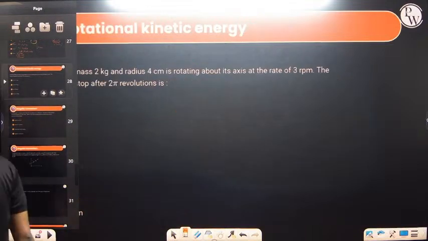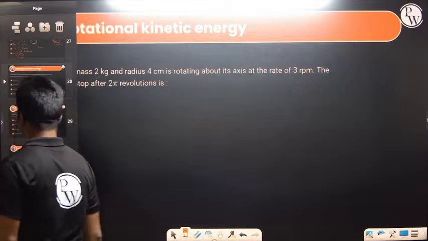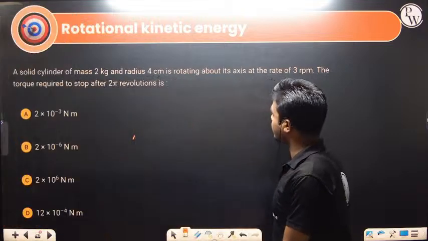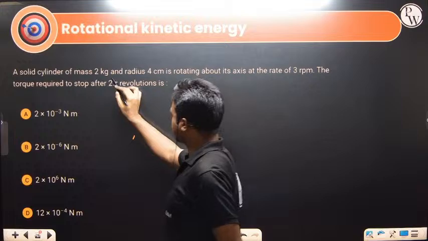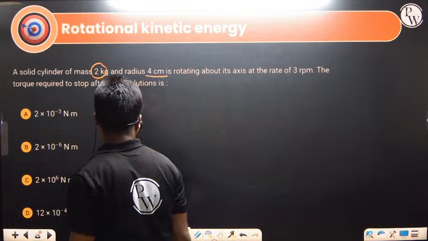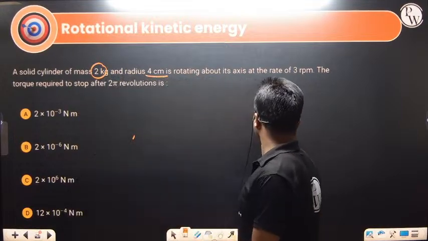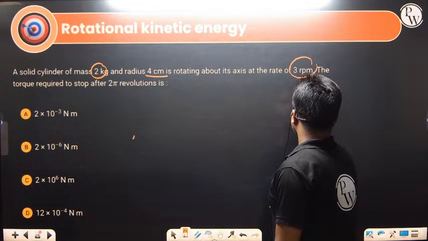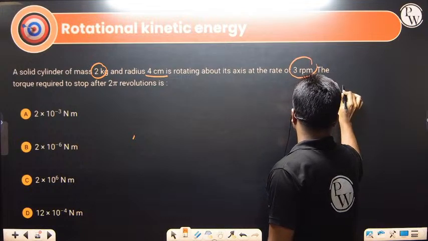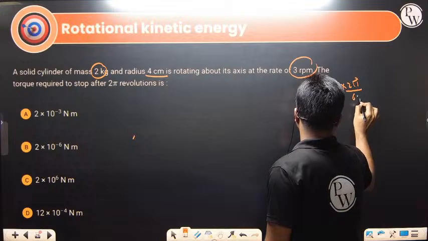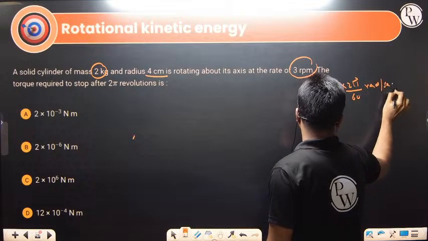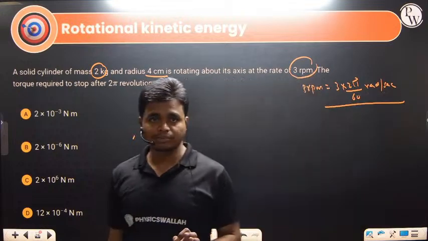Next we have rotation. The question is coming from rotational kinetic energy. A solid cylinder of mass 2 kg and radius 4 cm is rotating about its axis at a rate of 3 rpm. So 3 rpm is 3 into 2 pi by 60 radian per second. Remember this: 1 rpm is 2 pi by 60.